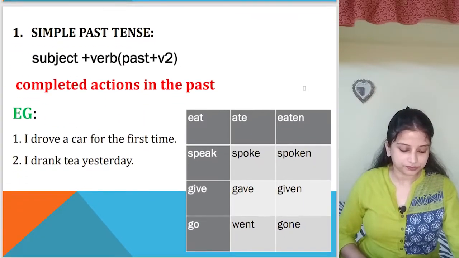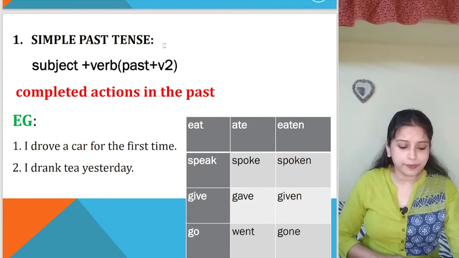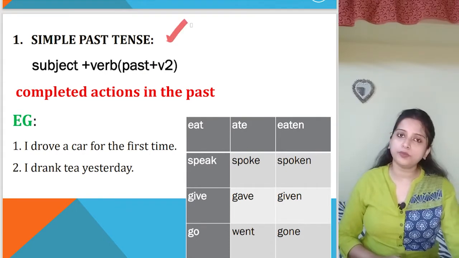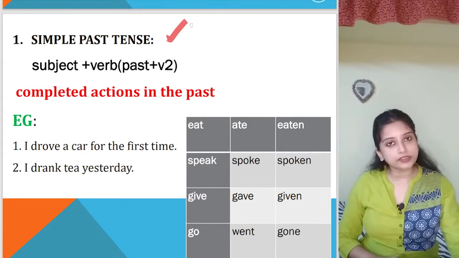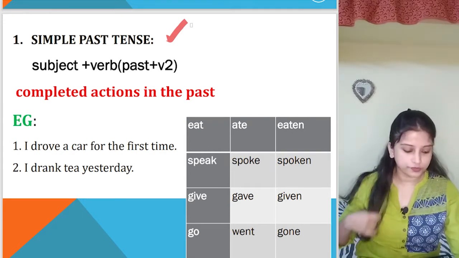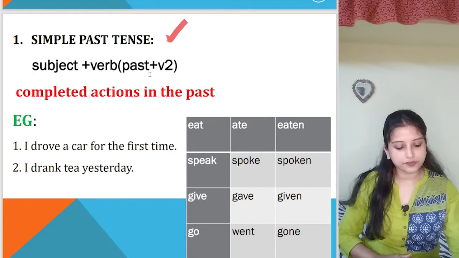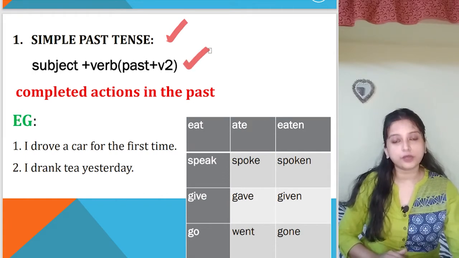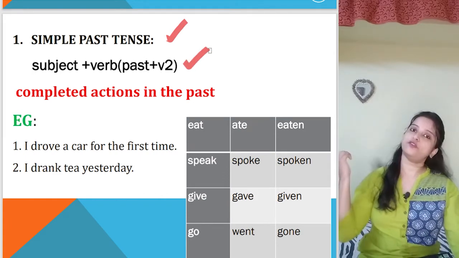Let's see. 4th slide. Simple past tense. See, I have written the formula for you also. If you require the formula, if you want to prepare like that, you can go about it. See, subject plus verb 2. V2 means the second form of the verb.